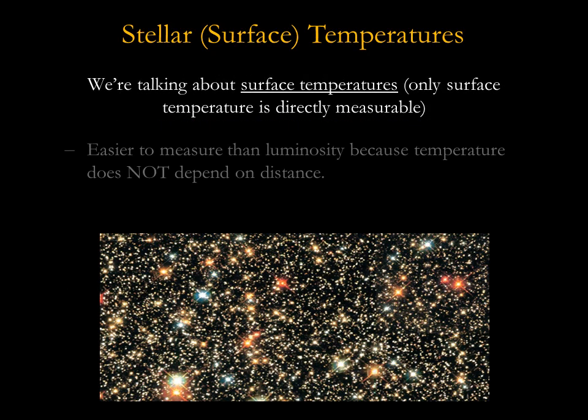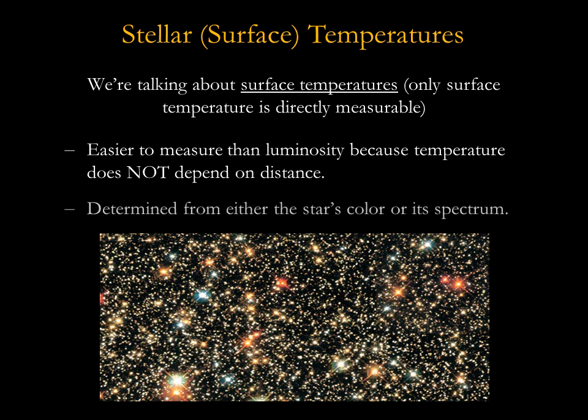Measuring a star's surface temperature is easier than measuring luminosity because temperature doesn't change with distance. We determine surface temperature from either the star's color or its spectrum.